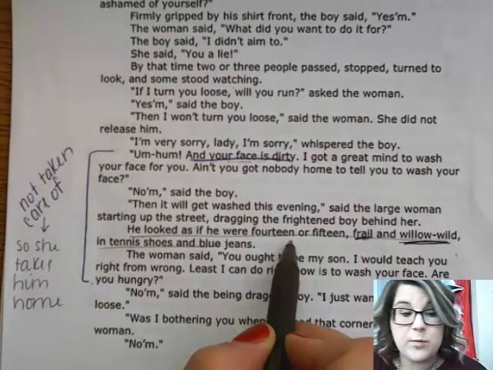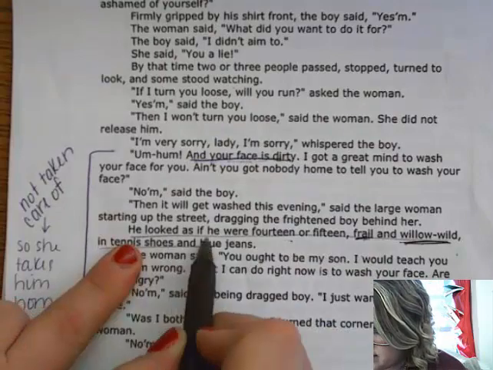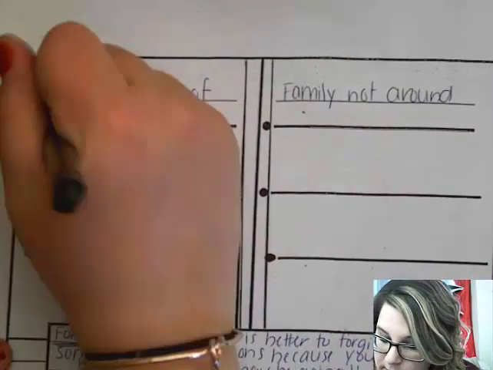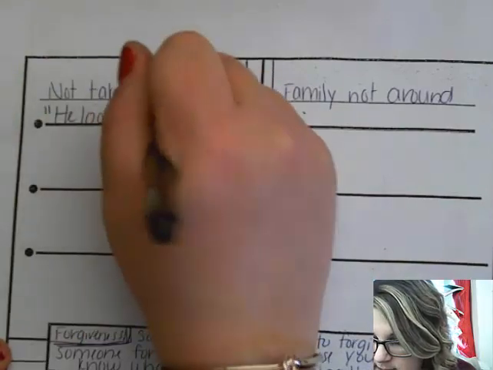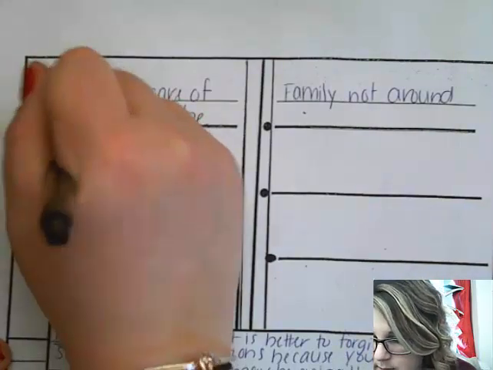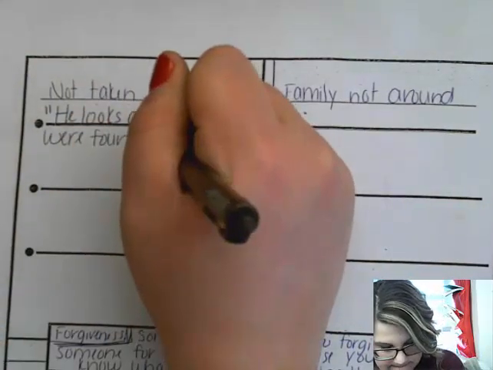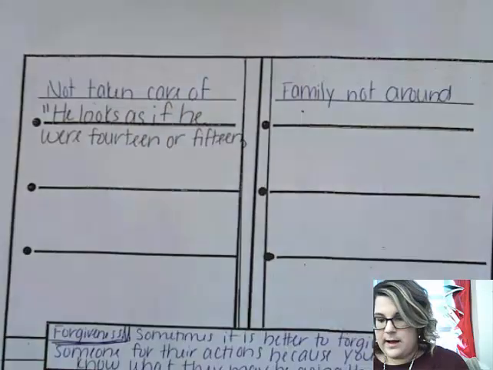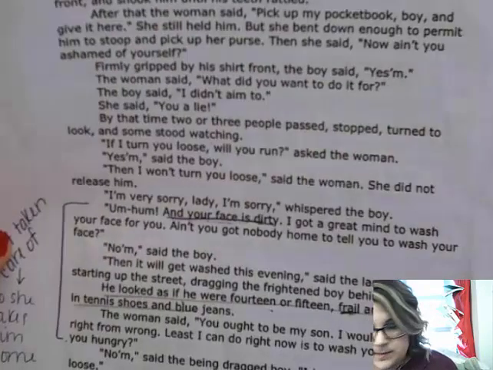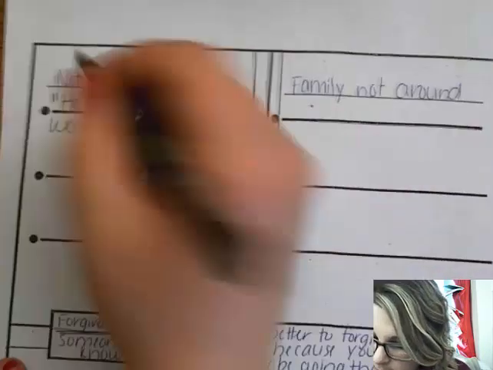So I'm going to copy this word for word into my organizer using quotations. It starts with, he looks as if he were 14 or 15. So in my box, I'm going to go ahead and start copying that down. Quotation marks. He looks as if he were 14 or 15, comma, and then the rest of that sentence says, frail and willow wild in tennis shoes and blue jeans. So that's what I'll put next.